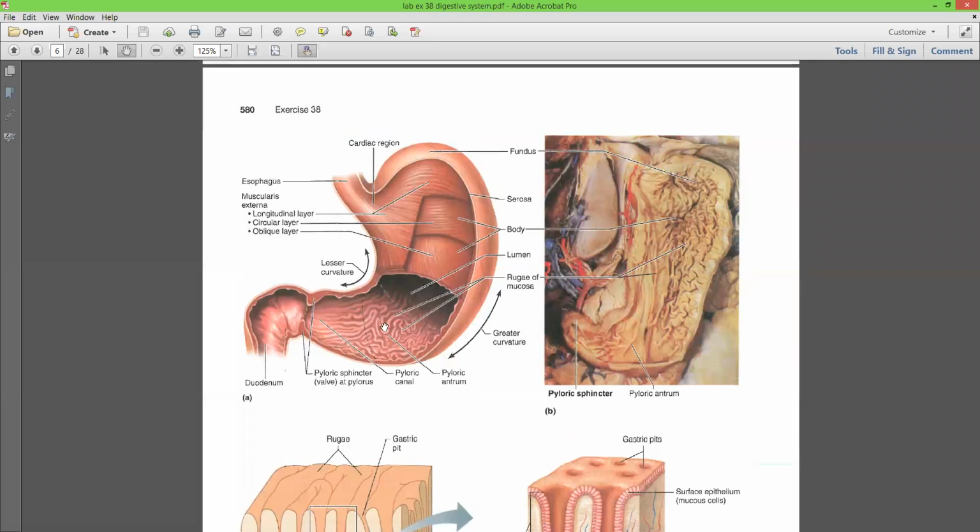Okay, the different folds inside of the stomach area are called rugae. That helps increase the surface area. You can see the folds here. Sometimes we'll read gastric folds, also the rugae.